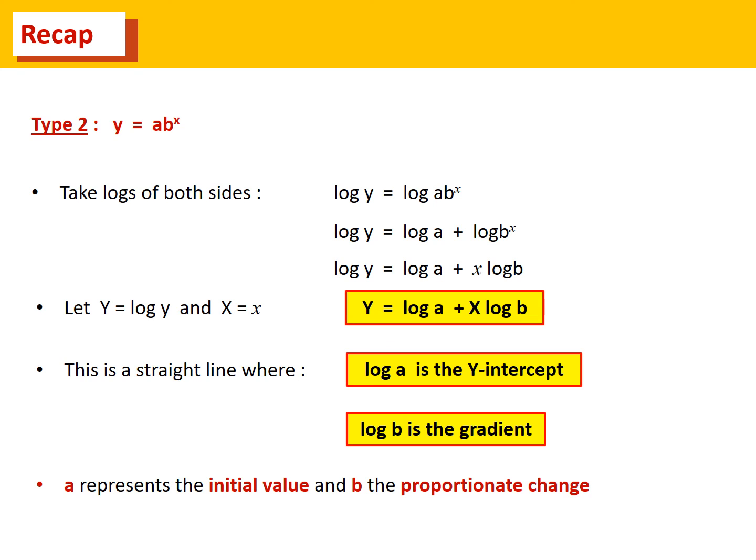Now often that power is time, t, so B would be the proportionate change per unit of time. And that unit of time depends on the units given to us. In our example, it was months, but it could be days or hours. It just depends on the question.